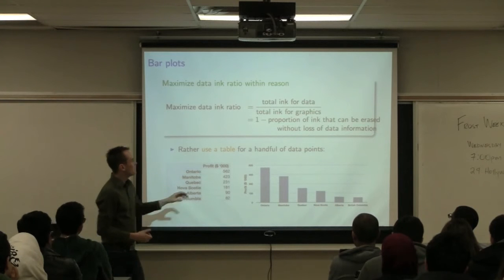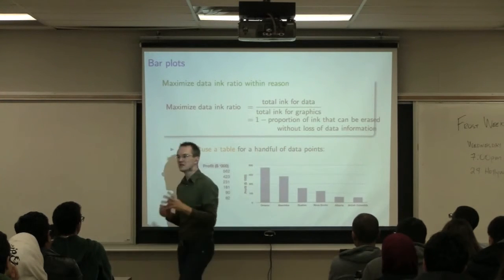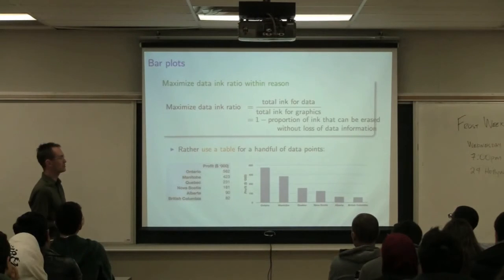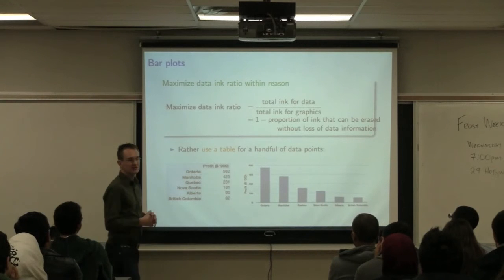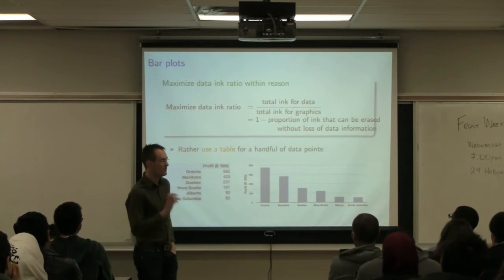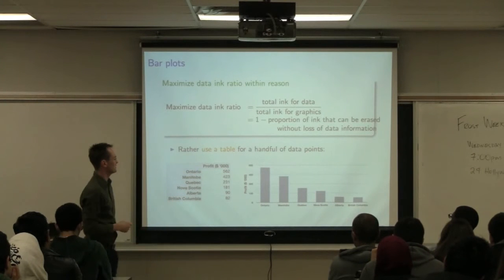In other words, can I take an eraser and eliminate material from that graph and still essentially convey the same information? If you can erase information, you don't have an efficient graph. Erase and erase until you get to a point where you cannot erase anymore, and that's a good minimal graph that obeys this principle of maximizing the data.